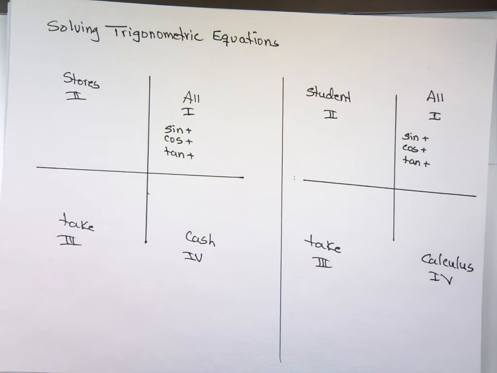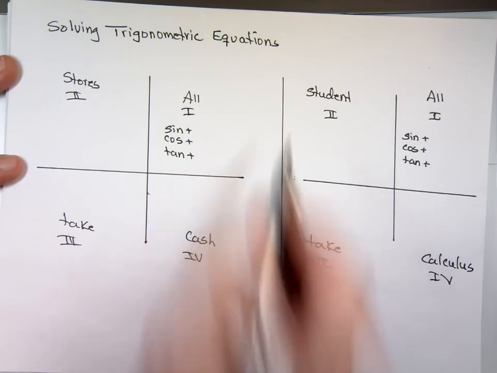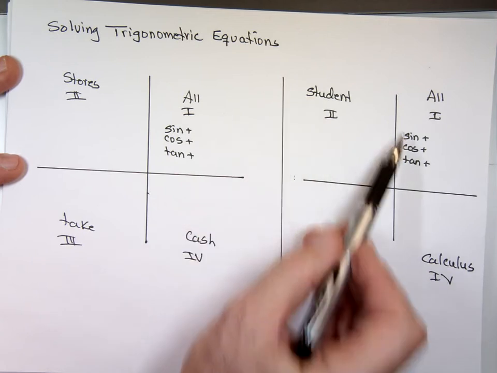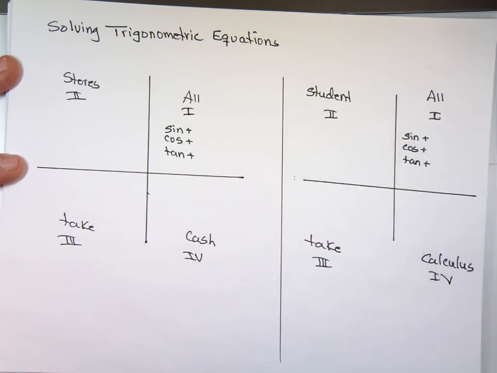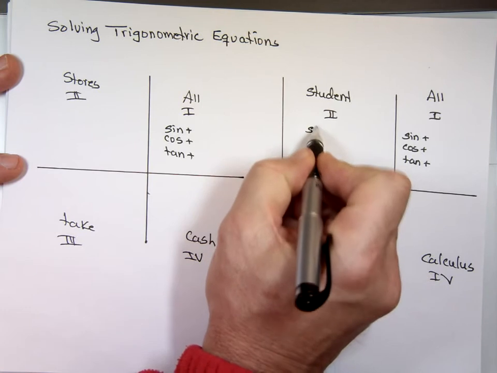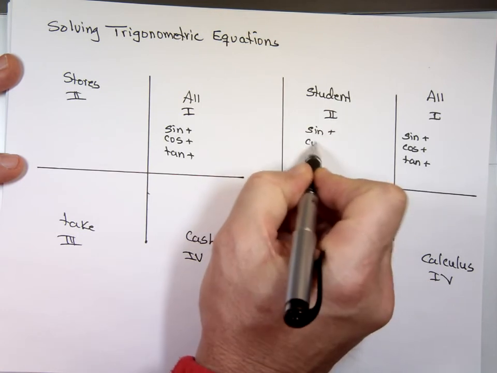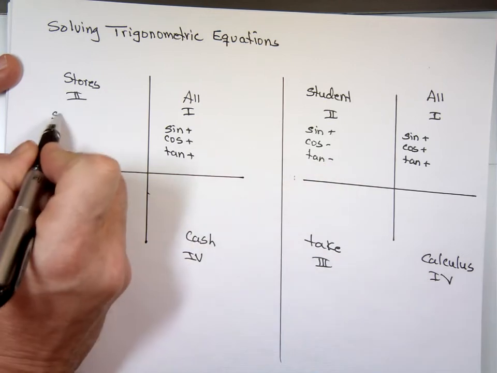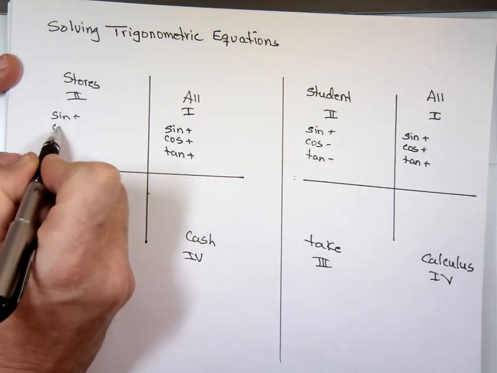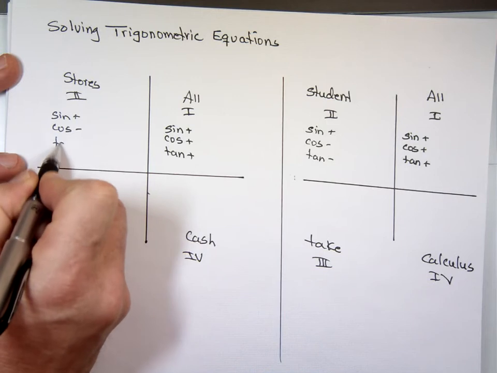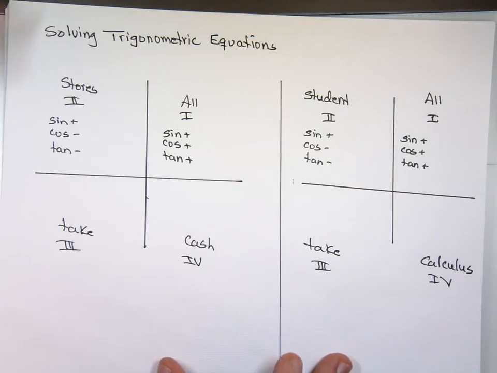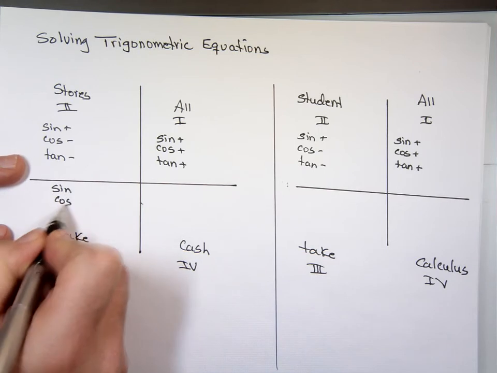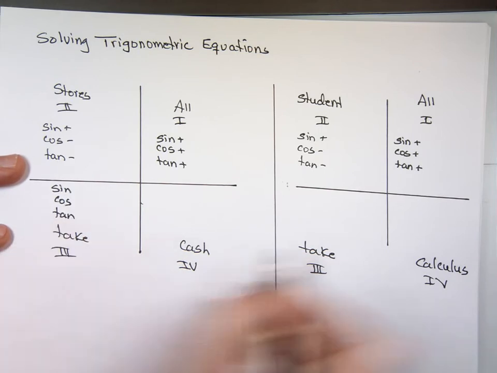In the second quadrant, out of these three, which one begins with the letter S? Student begins with the letter S. Out of these three, which one begins with the letter S? The sine. Only the sine is positive. Cosine is negative. Tangent is negative.